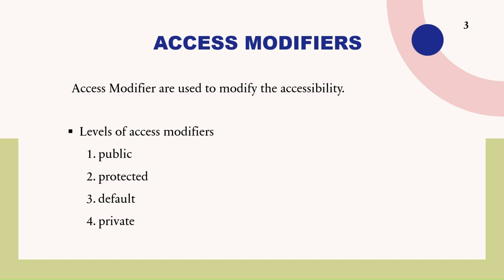So, what are the access modifiers in Java? There are four types of access modifiers in Java. That is public, protected, default, private. We are not going to go deep to discuss public, protected, default, and private separately. So, just the overview, what are the modifiers in Java? That is public, protected, default, private.